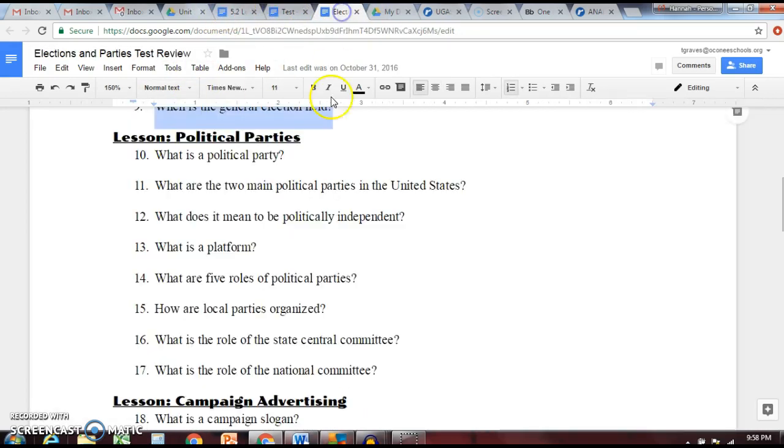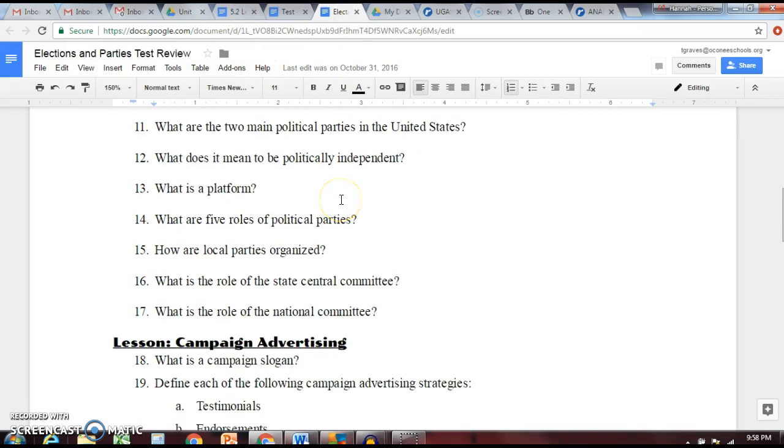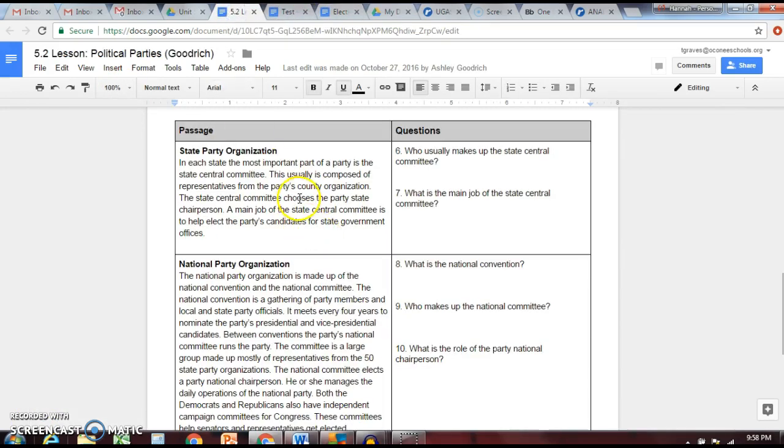So let's bring it back here to the questions. Number 16, what is the role of the State Central Committee? Well, let's go back over here to our lesson. The State Central Committee right here. Their main job is to, right here, help elect the party's candidates for state government offices.